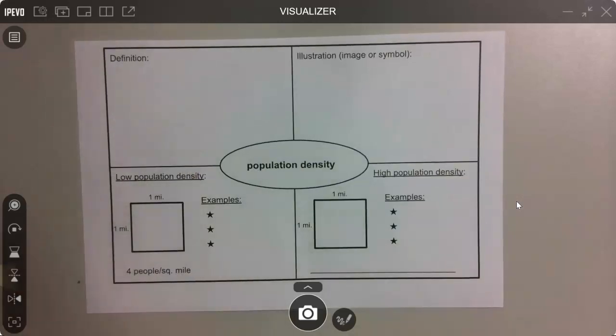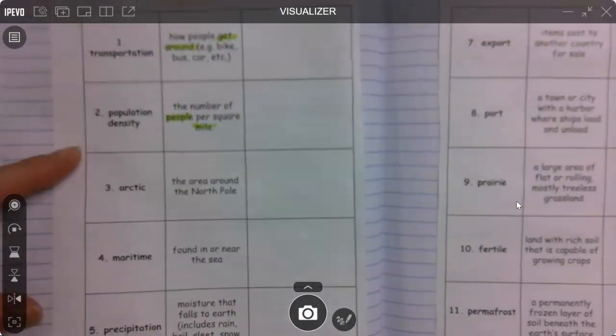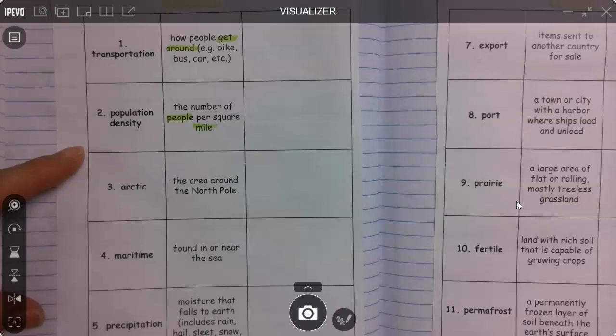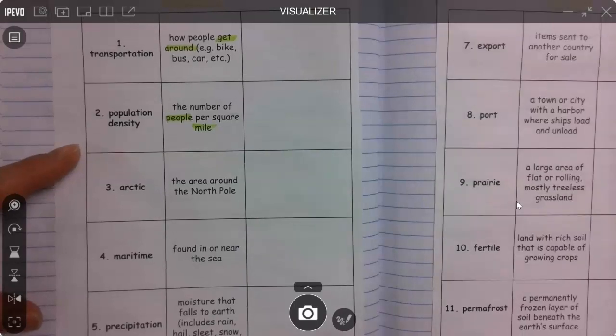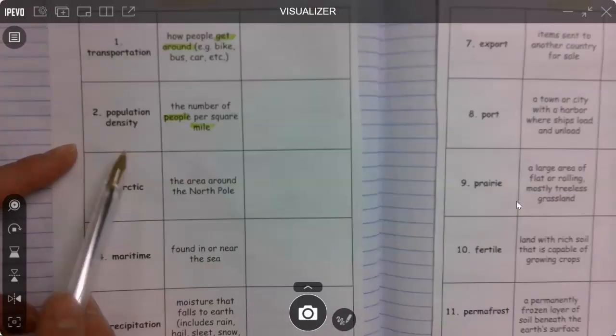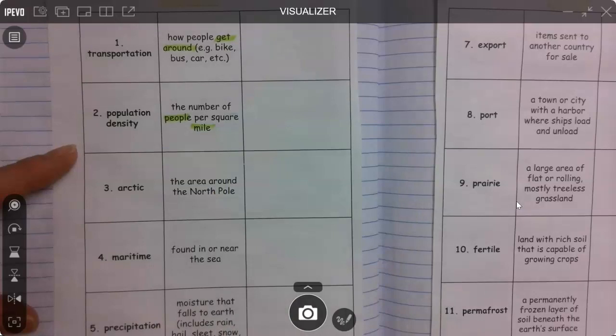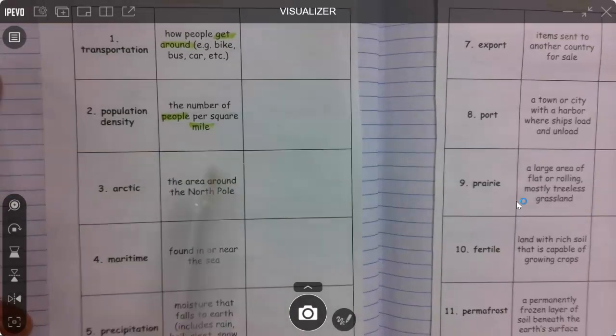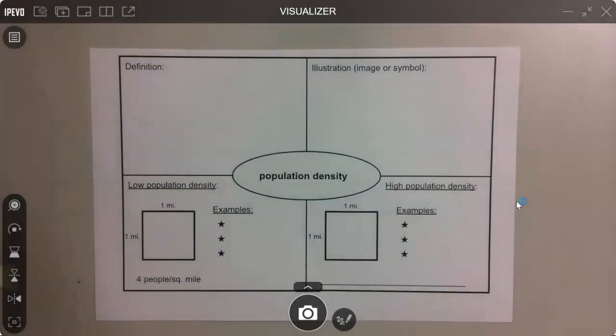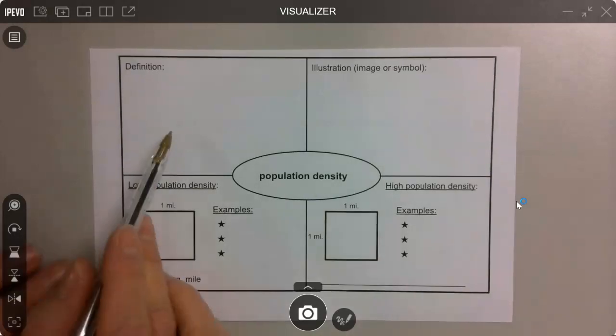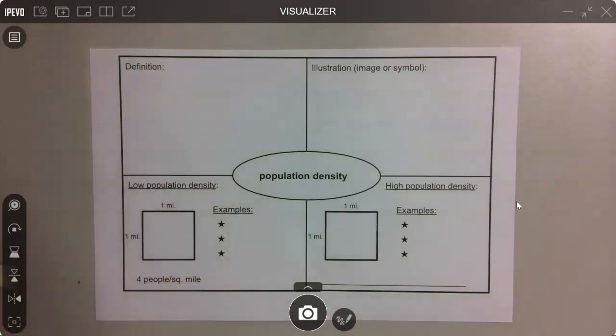You can find your definition back in your notes from our vocabulary worksheets that we did a few class periods ago. So term number 2 is population density. That's the number of people per square mile. In the United States, we do per square mile. In most other countries, they do per square kilometer. So go ahead and take that definition, and you're going to record it here. Pause the video, and when you're done recording your definition, you can resume.